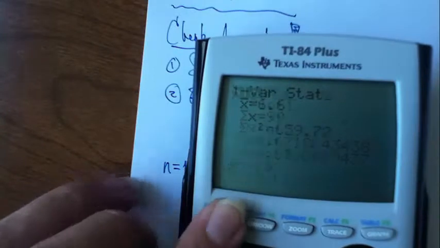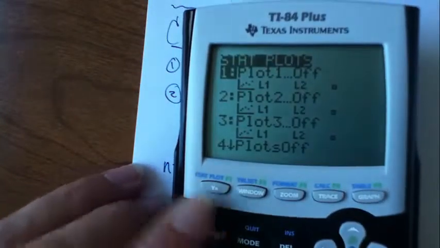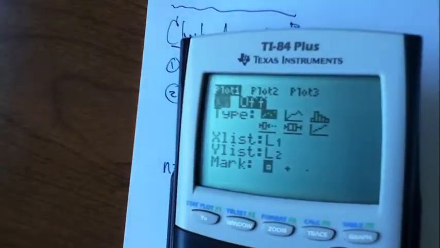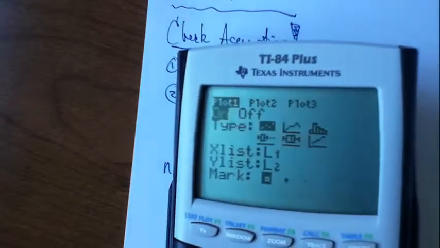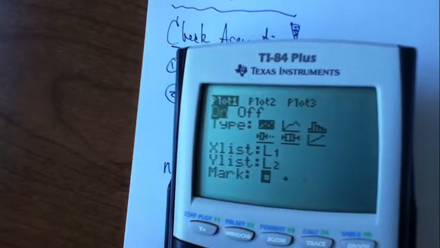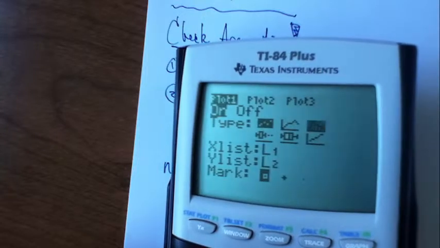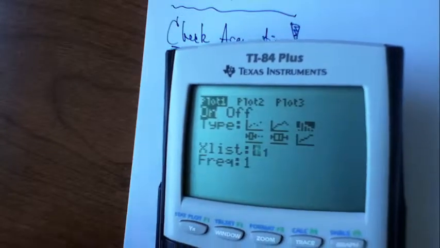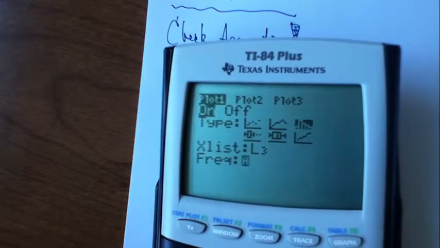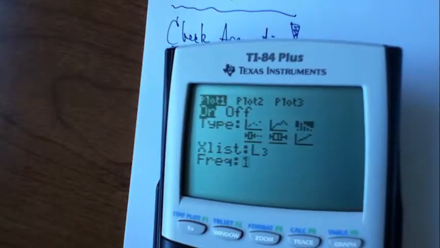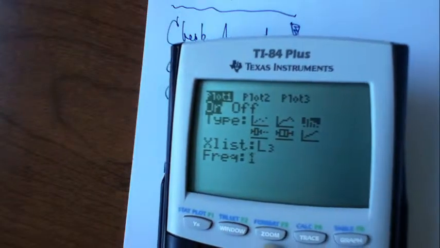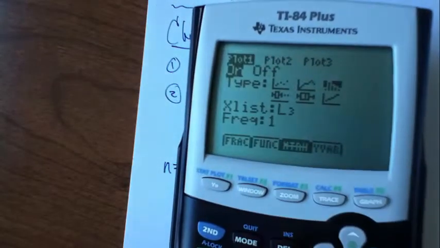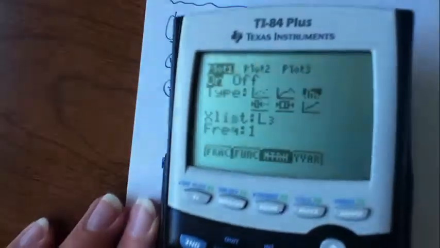Maybe I'll remember how to make a histogram with your calculator. I'll go into one of these plots, turn it on, press the enter key there, turn it on. I'll make a histogram of this stuff. It's in list 3 there, right? And then to see it, remember you have to hit zoom 9, zoom 9.